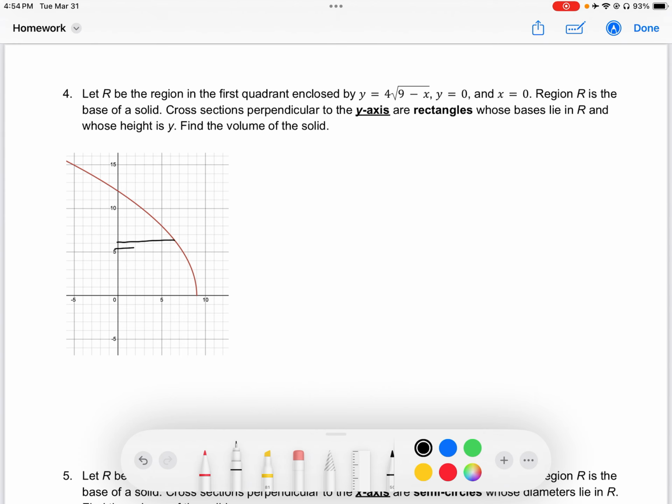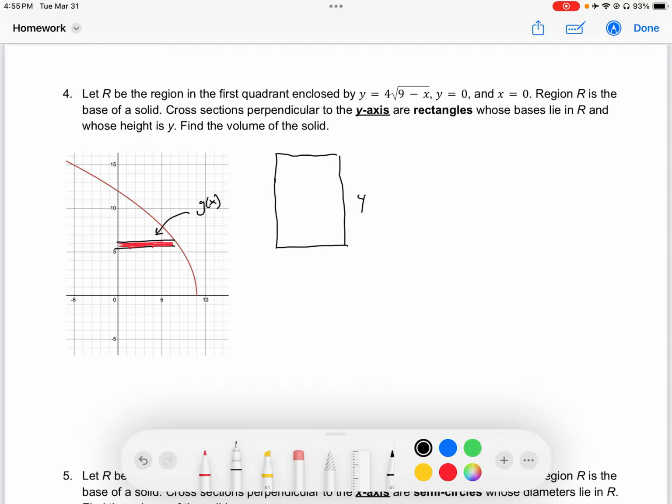We are going to worry about this being perpendicular to the y-axis, and I'm going to label that with our little red thing here. That is going to match up with a rectangle. So there's the base of the rectangle, and the height has to be y. So the height is y. And this right here needs to be something in terms of y, like a g of x situation that's going to be in terms of y.